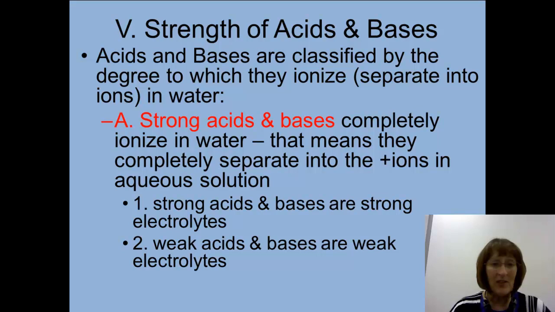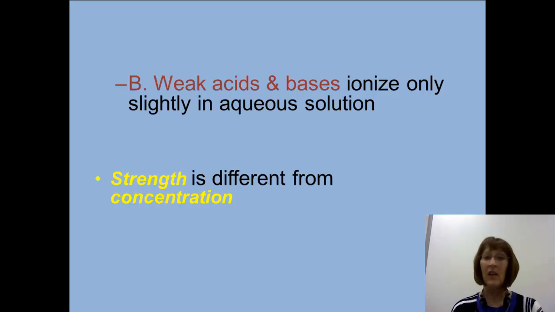Strong acids and bases are strong electrolytes. Weak acids and bases are weak electrolytes. When they say strong and weak, they're not talking about whether, if you stick your finger in there, it's going to burn really bad. They're talking about if you stick something in there that's attached to a light, like our conductivity testers, is it going to light up both lights or only one light? Weak acids and bases only ionize just a little bit in aqueous solutions.